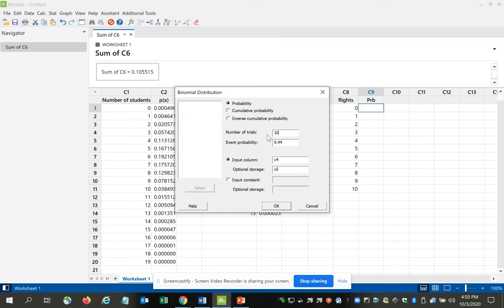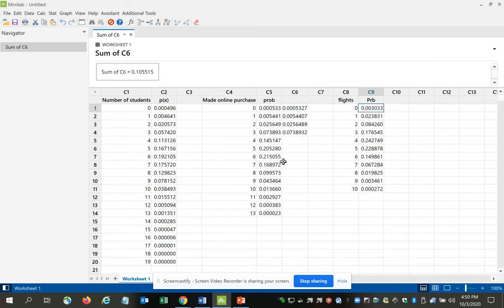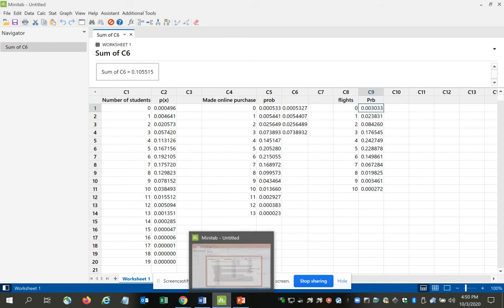My number of trials is 10. My event success was 0.44. My input column is column 8. I'm going to store my answers in column 9. And it automatically does all of the calculations for me.